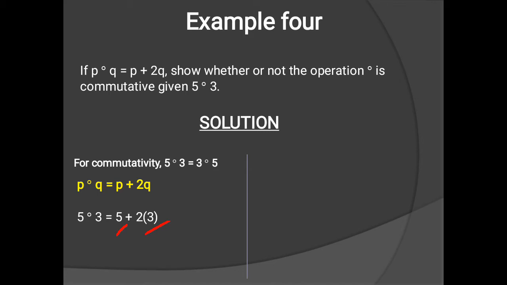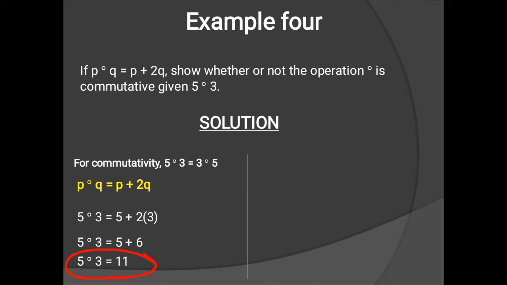2 times 3 is going to give us 6. So 5 plus 6 is 11. So 5 operation 3 is 11. So let's solve 3 operation 5 now that we are done with 5 operation 3 using the same definition or rule. Then we compare the answers.